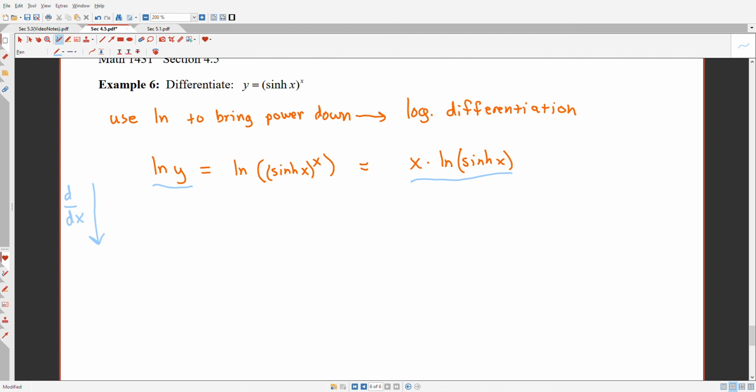And hopefully we remember from section 4.3 how logarithmic derivatives work. The derivative of ln of y, that'll be y prime over y. And now the derivative of this stuff up there on the right, underlined in blue, I've got to use the product rule. So that'll be the derivative of x times the natural log of sinh of x plus x times the derivative of natural log of sinh of x.